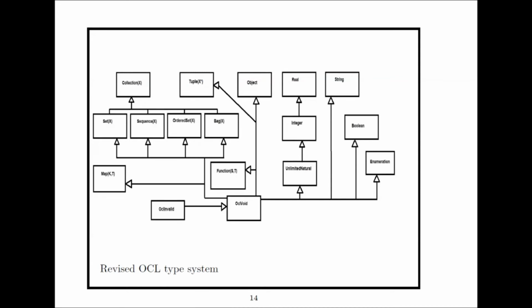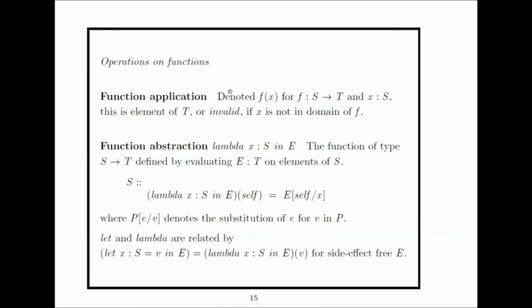Okay, operational functions, fairly straightforward. Application, of course, and again, this returns an invalid value if the function isn't defined on the X. Lambda abstraction, lambda x of S in E defines a function from S to the type of E, and is defined by the evaluation of the expression E on the value on the source.